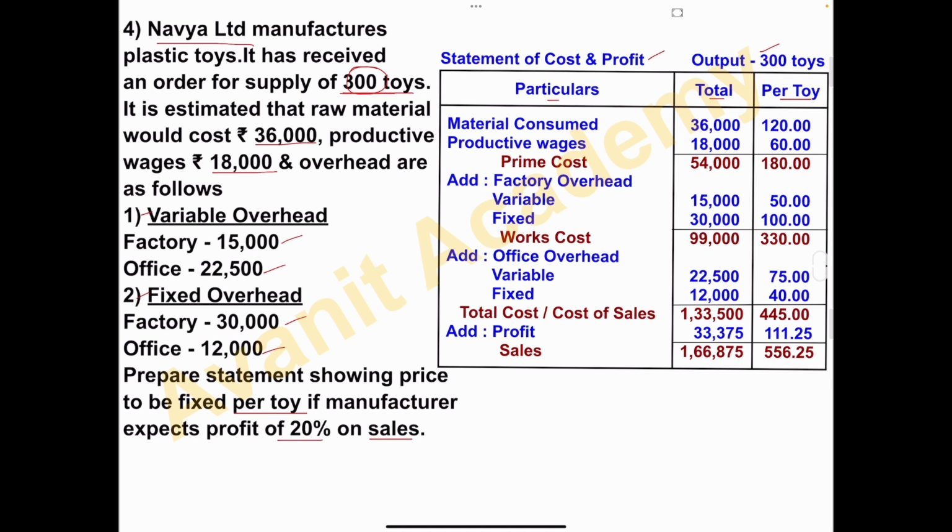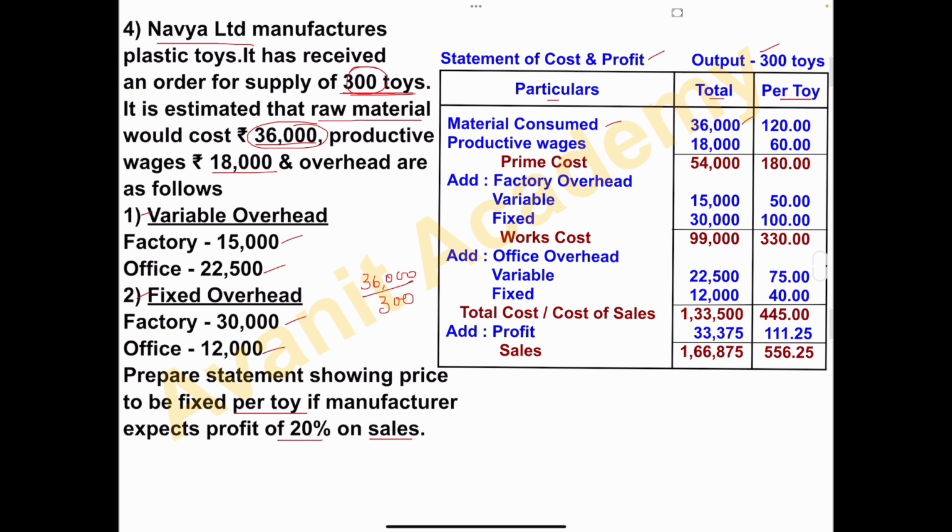The raw material consumed amount is rupees 36,000. So write here material consumed, total. This 36,000 rupees is the cost of raw material of these 300 units. So in the total column, write 36,000. For the per toy amount, what do we have to do? To get the material consumed amount per toy, we take the total amount divided by the number of units produced.